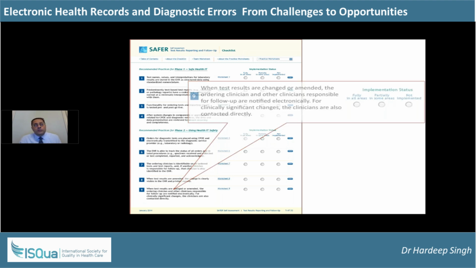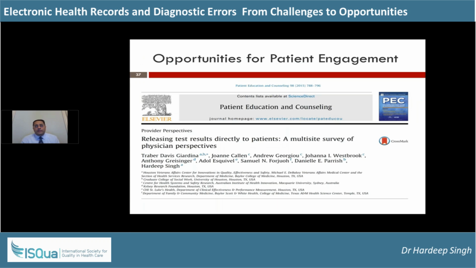There also are huge opportunities for patient engagement and using health IT to improve diagnosis. We're still sort of learning. Here's a study that we did with some colleagues in Australia, where we asked clinicians if they're comfortable releasing abnormal test results to patients directly without going through them. For normal results, 80% of clinicians said, yeah, it's okay, you could just release results directly to patients, but only 20% of clinicians wanted abnormal results going directly to patients without going through them.